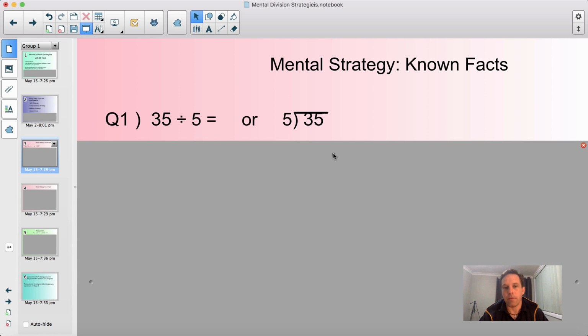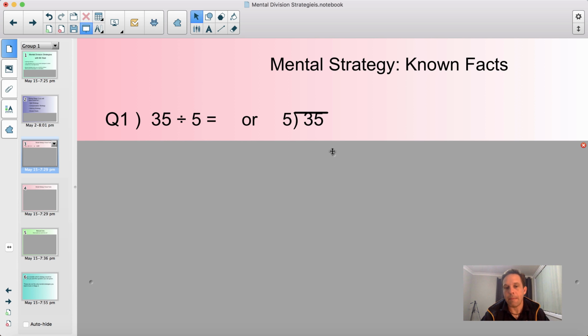35 divided by 5. Now you can see two different ways it is written. Please don't be intimidated when you see it like this, because all it means is this. Now 35 divided by 5, we can work that out by knowing our multiplication sums. So we know 5 times 7 equals 35. So we can see two of our numbers are already there.